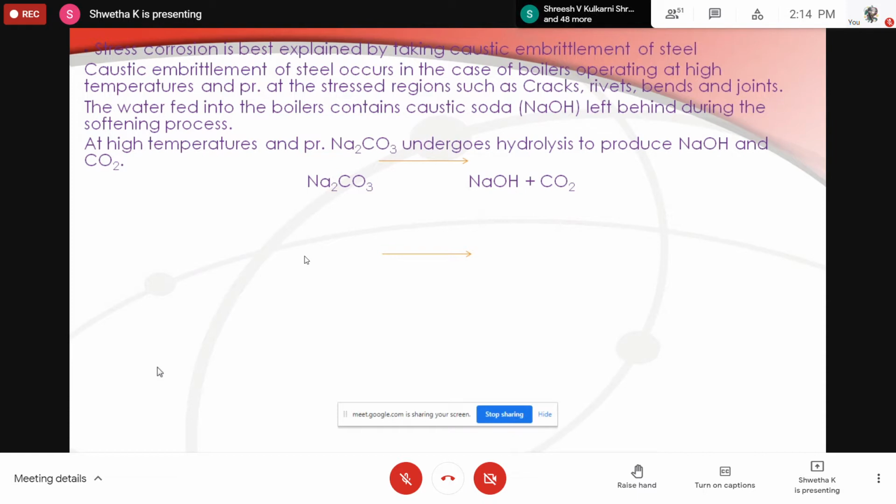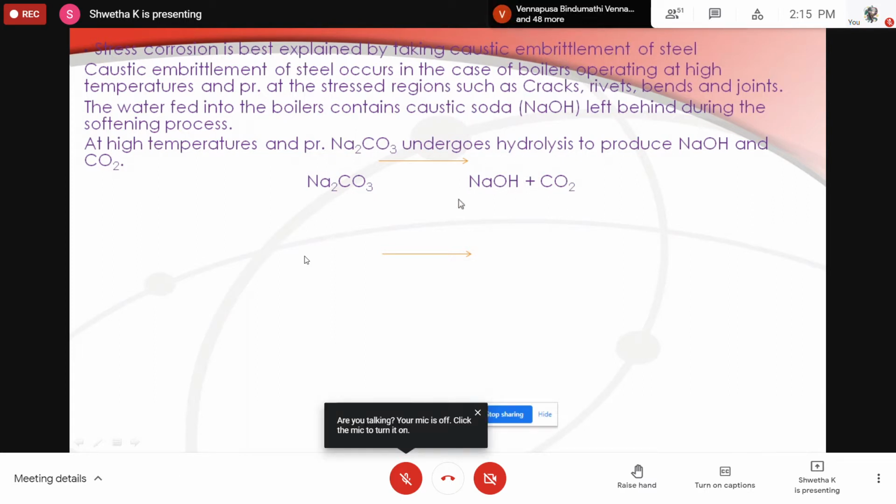Why? Because at high temperature and high pressure, the sodium carbonate undergoes hydrolysis. If we have the water boiler with water inside, we add the sodium carbonate. Hydrolysis means it reacts with the water. So sodium carbonate plus water gives NaOH, which is caustic, and carbon dioxide is released.